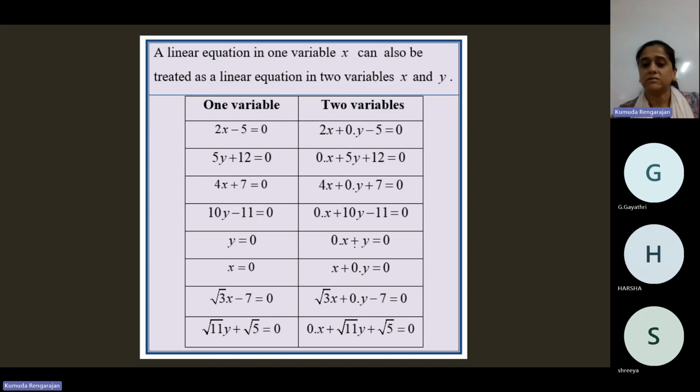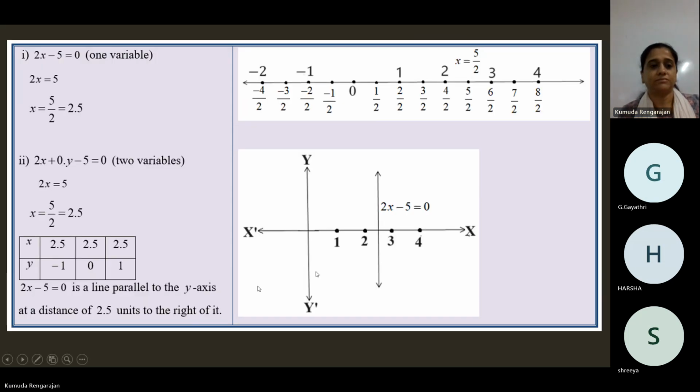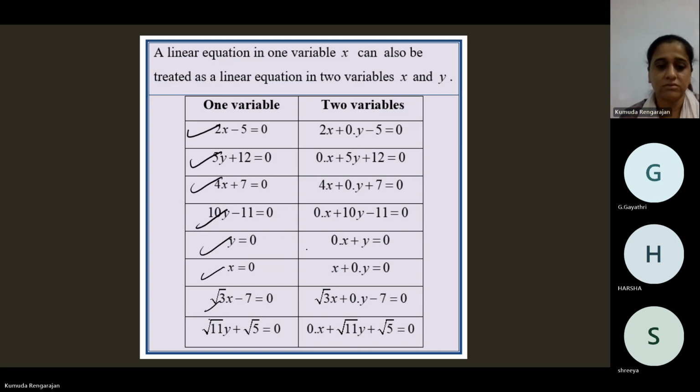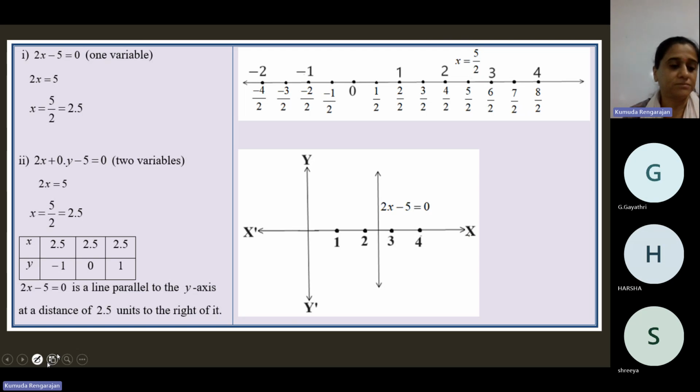All right? Okay, so now we'll see the graphical representations of these equations. What you will be seeing in the next few slides are the graphical representations of these equations.